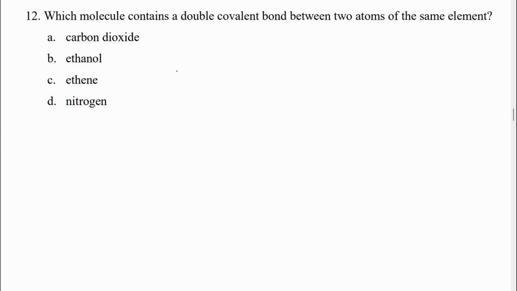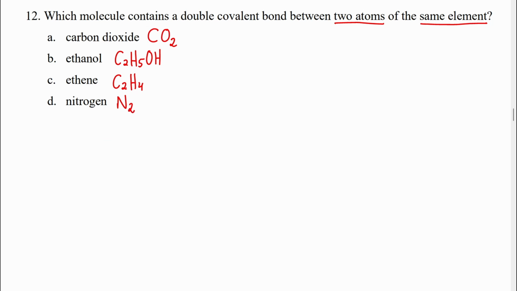Question 12. Which molecule contains a double covalent bond between two atoms of the same element? Okay, so first of all, you have to know the molecular formula for carbon dioxide. It is CO2, right? Ethanol is C2H5OH, and ethene is C2H4. Nitrogen is a diatomic gas, so it is N2.